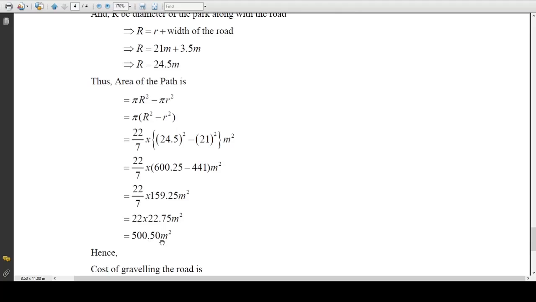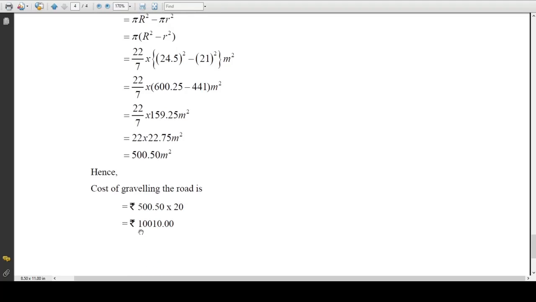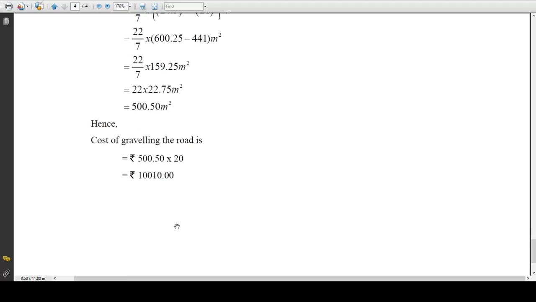What will be the cost then? The cost will be this area of the path multiplied by the cost, which is 20 rupees per meter square, which will give you 10,010 rupees as the cost of graveling the path.